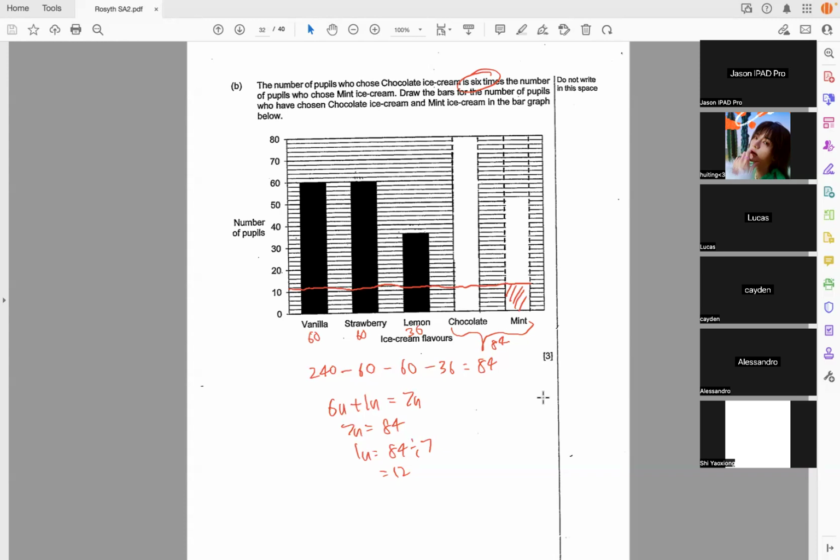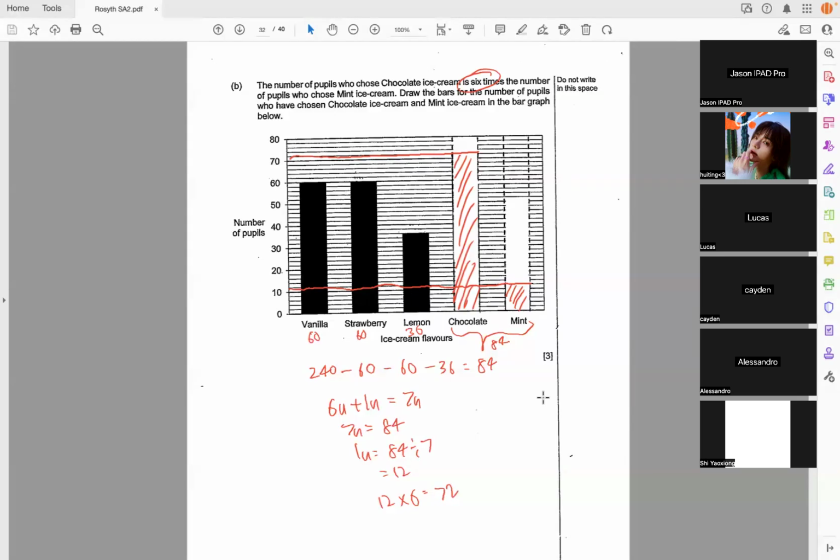And chocolate is 6 times. So 12 times 6, that'll be chocolate, 72. 72 is over here. Let's draw one line over here. Use your ruler to help you. So this is chocolate. Done.